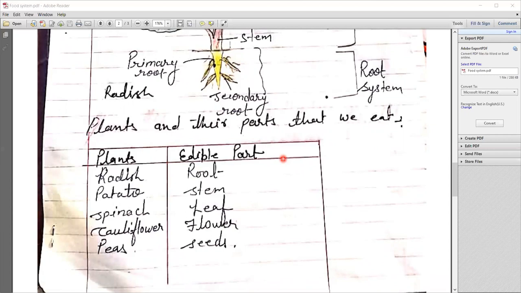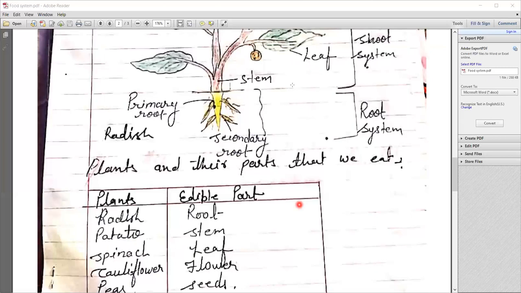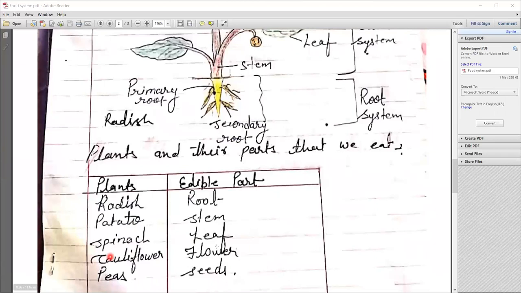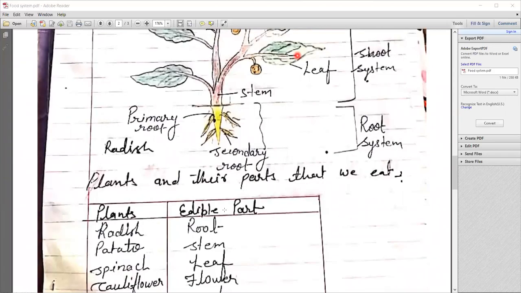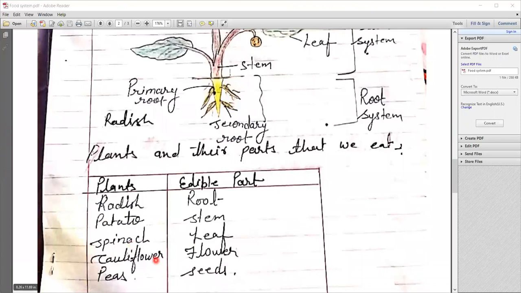First is radish. The root part of radish is eaten as food. It is actually a primary root of the radish plant. Second is potato. Children, the potato we eat is actually a stem part of a plant. And third one is spinach. Spinach is a leaf of a plant. In the stem, we can use one more: onion, ginger. They are also a stem part of a plant. We can also give some names like coriander leaf, fenugreek leaves, curry patta, etc. They are also a leaf part of a plant.